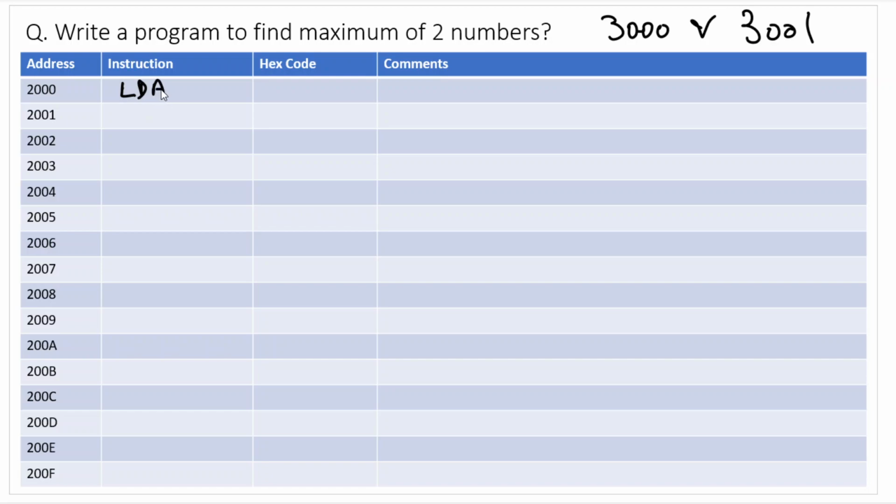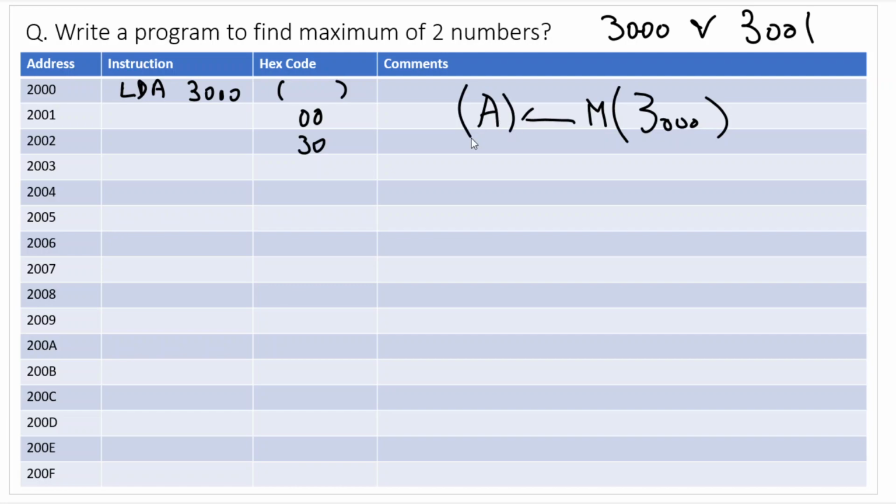LDA 3000. So write the hex code of LDA here, so you can see it from the chart. Then the LSB of the address, then the MSB of the address will occupy. So this will be occupying a total of 3 bytes of space in the memory. So what does this do? Whatever is located at the memory location 3000, that will be loaded in the accumulator.